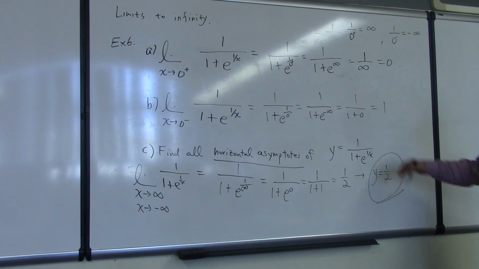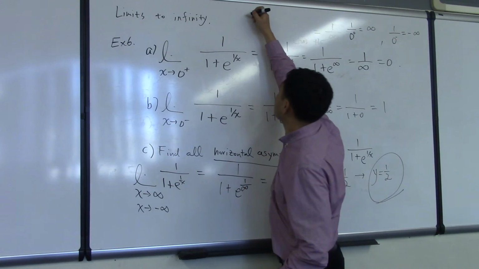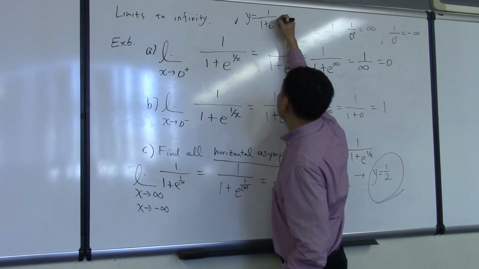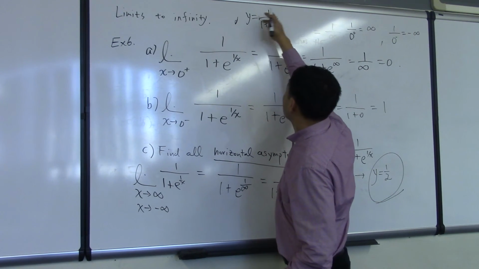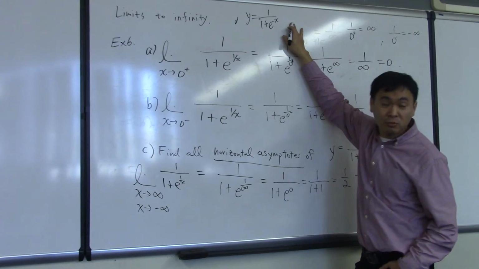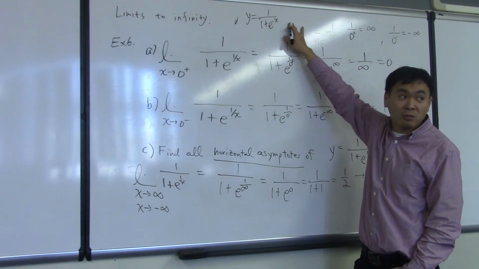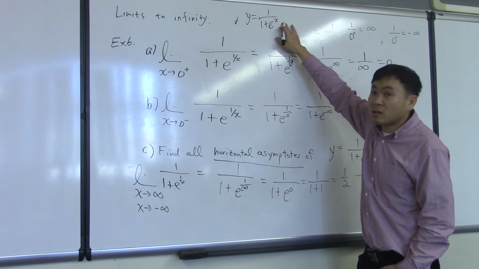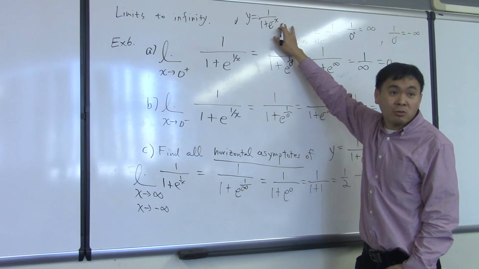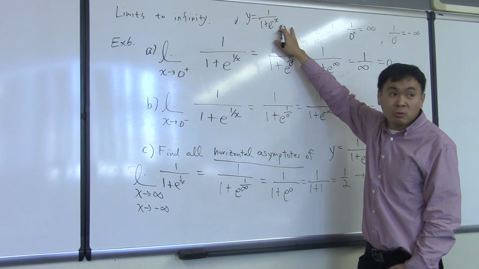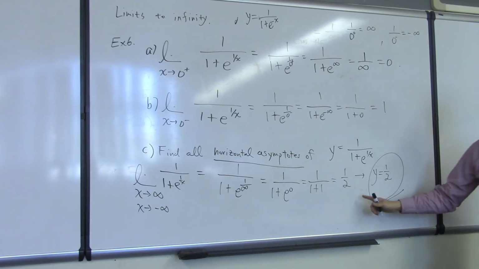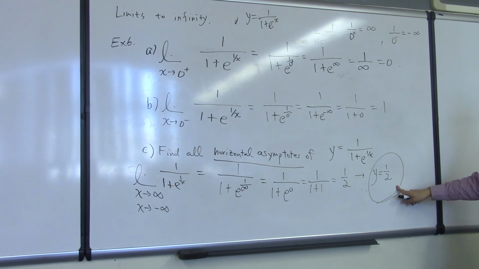A moment ago we did this example, y equals 1 over 1 plus e to the negative x. This is an example where you have two different horizontal asymptotes, because if you send x to infinity, this goes to 1. If you send x to negative infinity, this goes to 0. So you have two horizontal asymptotes, y equals 1 and y equals 0. But here, in both limits, you get the same value, y equals 1/2, so there's only one horizontal asymptote.